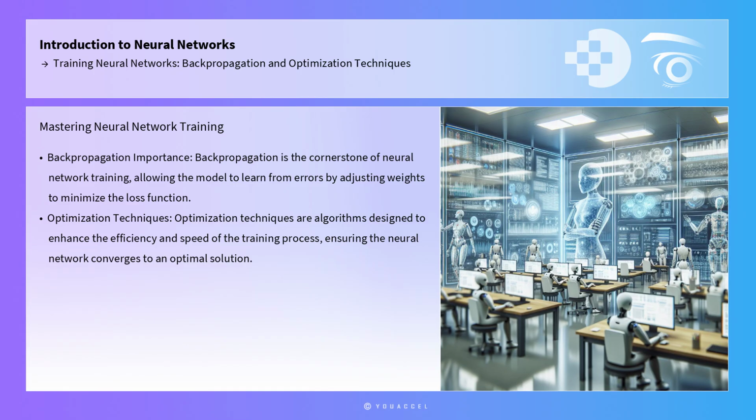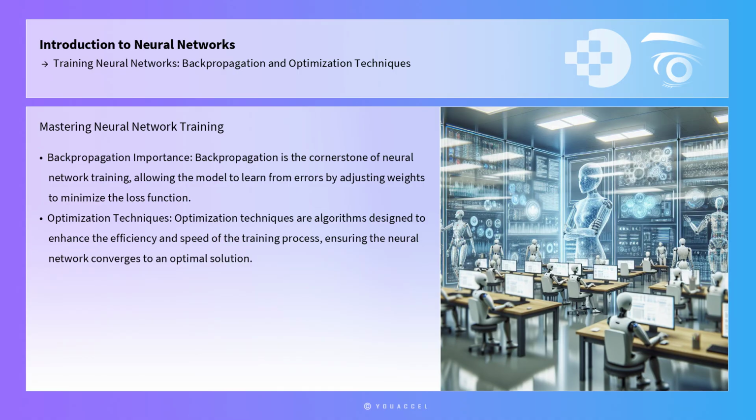Training neural networks effectively involves mastering the concepts of backpropagation and optimization techniques, which are critical components in developing robust AI models. Backpropagation is the cornerstone of neural network training, allowing the model to learn from errors by adjusting weights to minimize the loss function, which quantifies the disparity between predicted and actual outcomes. This iterative process ensures that the model's predictions become increasingly accurate over time.